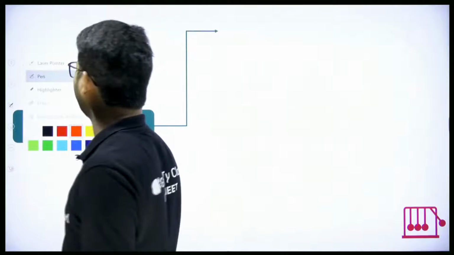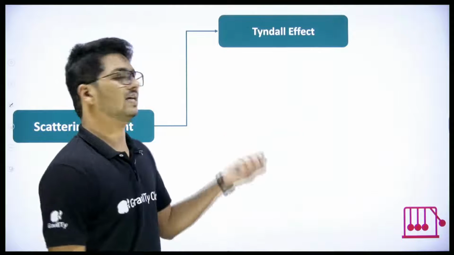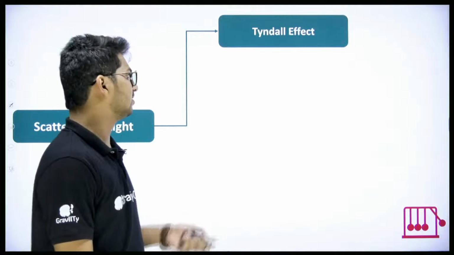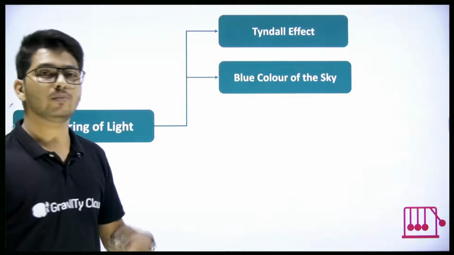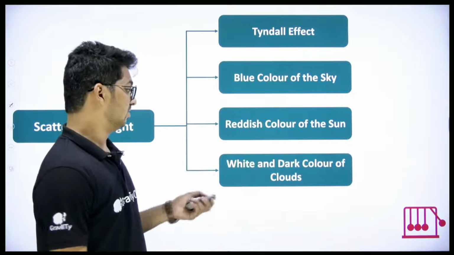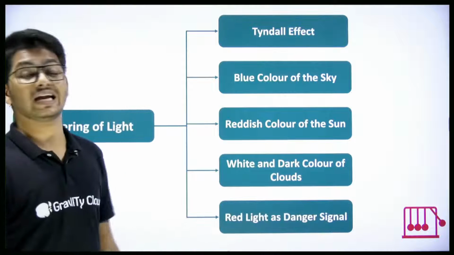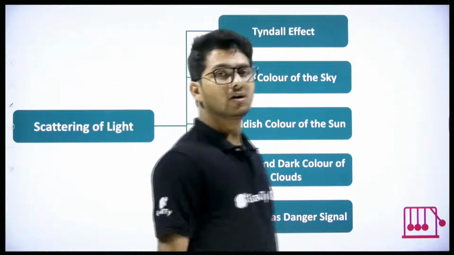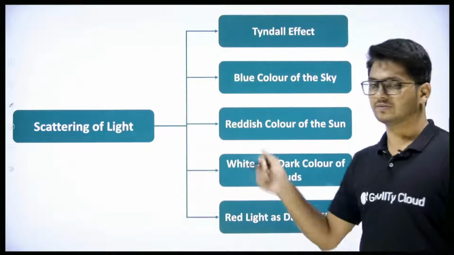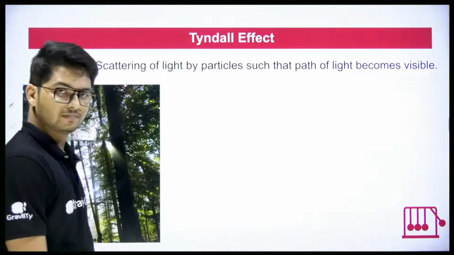So scattering of light is the reason behind many natural phenomena. One such phenomenon is called the Tyndall effect. Then the other phenomenon is the blue color of the sky. Then we have the reddish color of the sun. Then the white and dark color of the clouds. And then we also have red light as danger signal. There are many more, but we will be discussing these one by one. So let's first discuss what the Tyndall effect is.